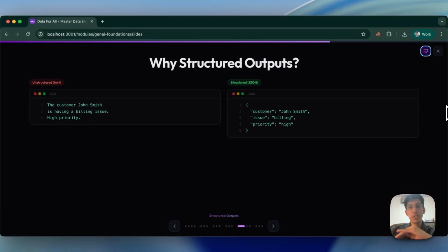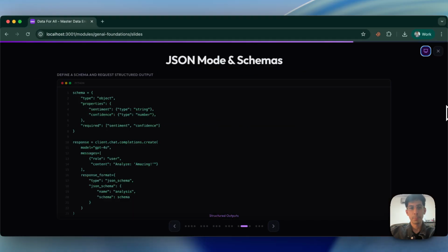You want a clean JSON object with fields like customer name, issue type, and priority. Just saying "please return JSON" is unreliable. The model might add extra text or miss fields. Structured outputs force the model to return data in exactly the format you specify.